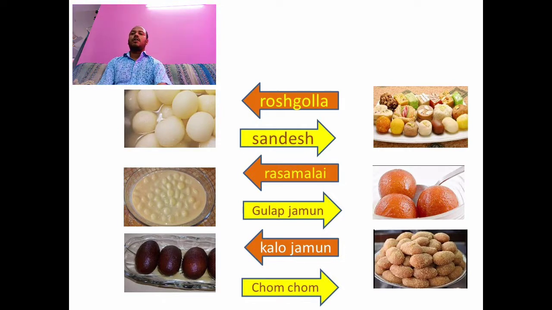So then in the next picture we can see rasogolla, sandesh, rasamalai, gulab jamun, kalo jamun, chamcham. These are items of sweets. Many items of sweets are mentioned here. You can also check this out.